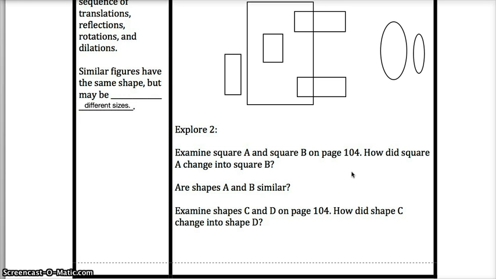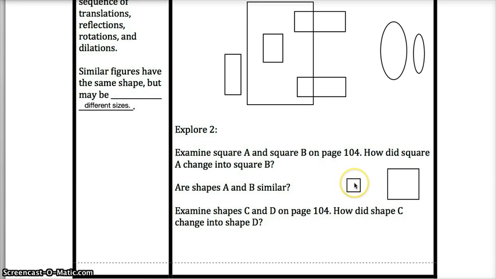Okay, so then if we move on to page 104, page 104 focuses on what we talked about here. How did the shapes on page 104 at the top change from one to the other? So if you look at square A on the graph on page 104, you can draw it here, and then you have square B, and what did square A do to be turned into square B?